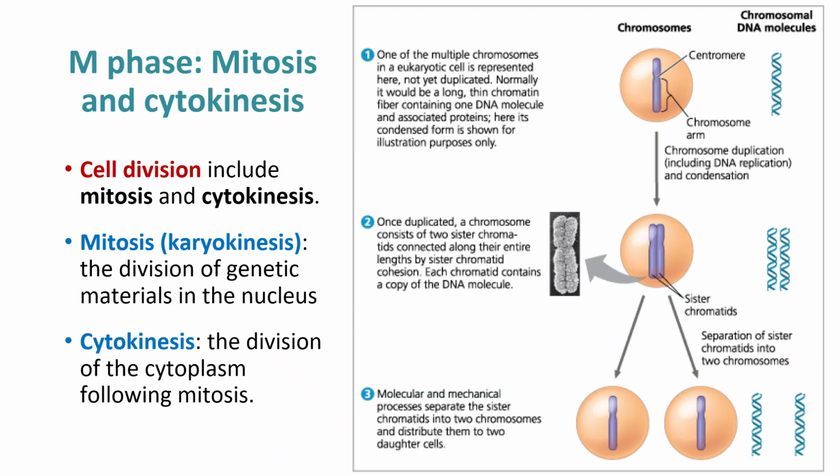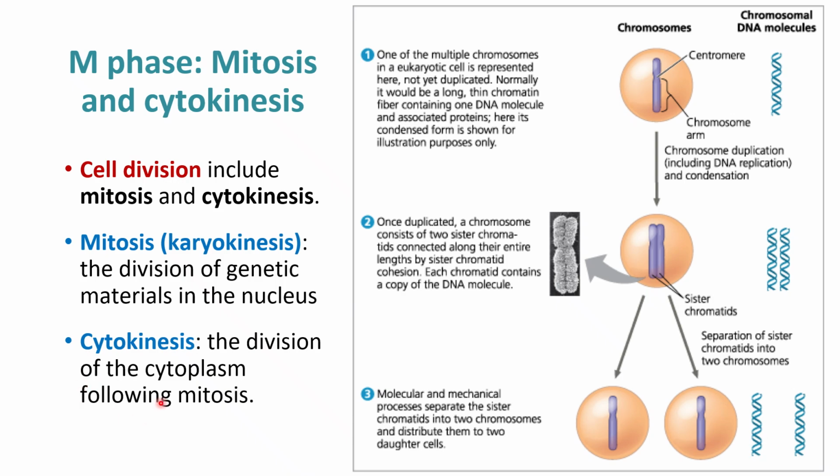So within the M phase, there's two different stages. We have mitosis and something called cytokinesis. So mitosis, or karyokinesis if you want to refer to it as that, but we'll commonly hear it as mitosis. This is the division of the DNA in the nucleus, where cytokinesis is the division of the cytoplasm following mitosis.